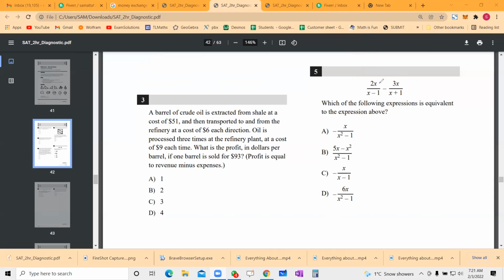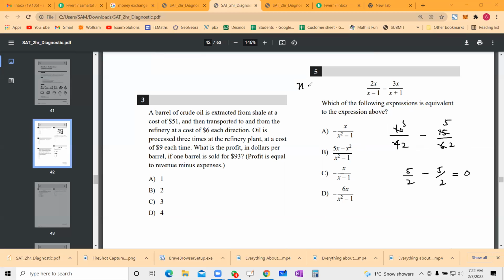So 2 times 5 will be 10, divided by 5 minus 1 is 4. Minus 3 times 5 is 15, divided by 5 plus 1 is 6. So our job is reduced a lot. 2 times 5 over 4 is 5 over 2, minus 3 times 5 over 6 is 5 over 2. 5 over 2 minus 5 over 2. We should get 0 in the answer when you plug in the value of x as 5. Good number.